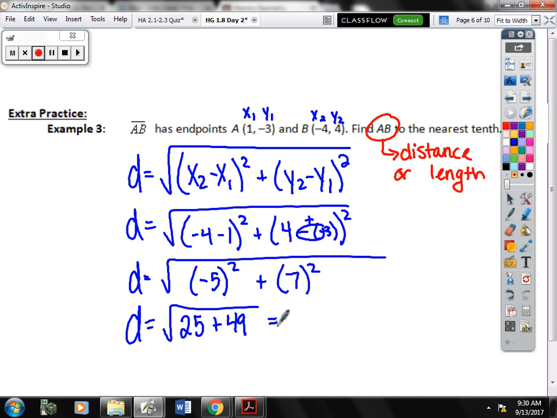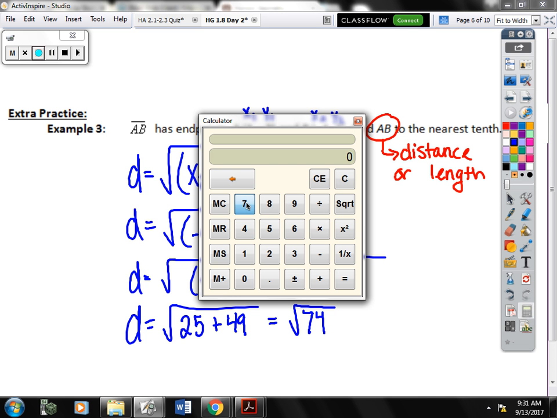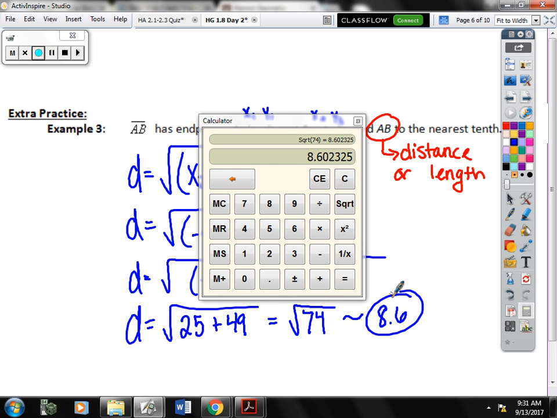Negative 5 squared is positive 25, because that's negative 5 times negative 5, which is 25. And 7 squared is 49. We add those together, we get 74. And then we would type that into our calculator. So I'm just going to use my simple calculator here. And we'll round that to the nearest tenth, which is approximately 8.6 units.